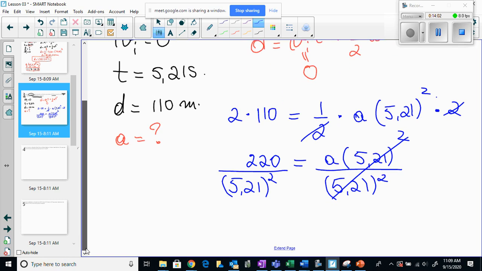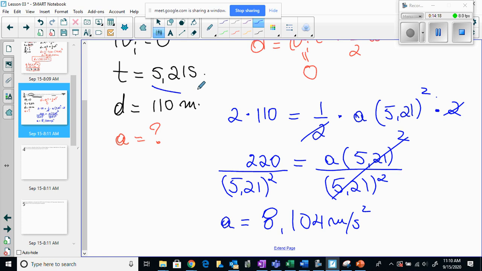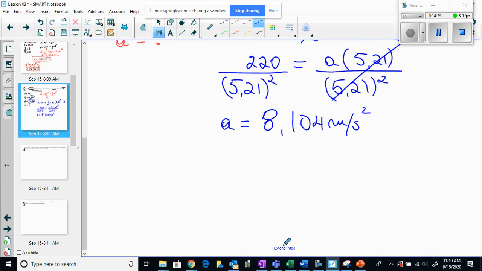And then the acceleration, please give me a number. It is 8.104 meters per second squared, and so on. However, we have to record it with 3 significant digits, because the lowest number of significant digits given is 3. So the acceleration will be 8.10 meters per second squared.